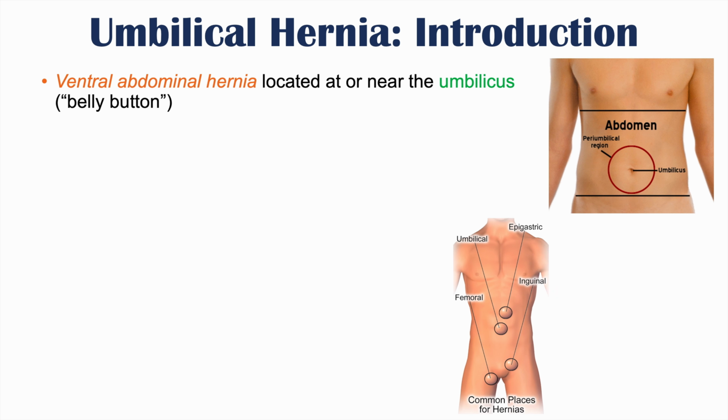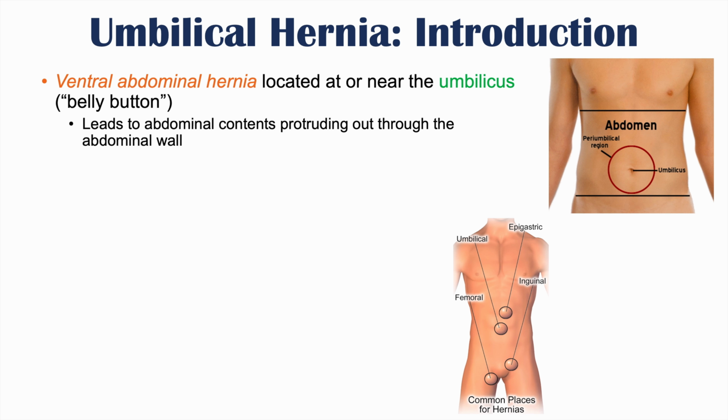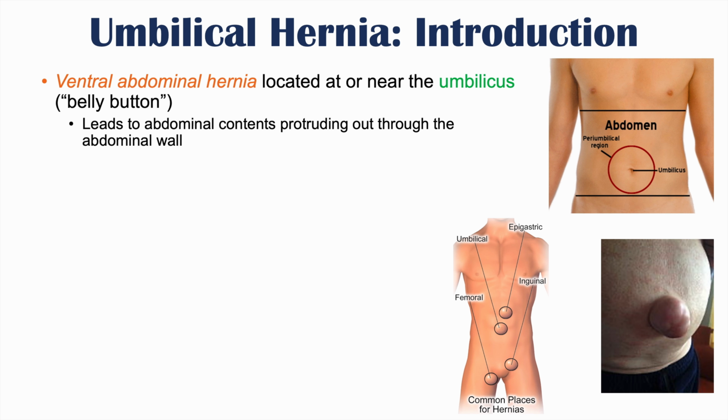And here's another image showing where other hernias can occur. Again, the umbilical hernia can occur near the umbilicus, and some of these other hernias we're going to talk about in other lessons. This leads to abdominal contents protruding out through the abdominal wall. So you may see something like this, although a lot of times umbilical hernias are going to be smaller than this. They're going to be a small defect or a protrusion around the umbilicus.